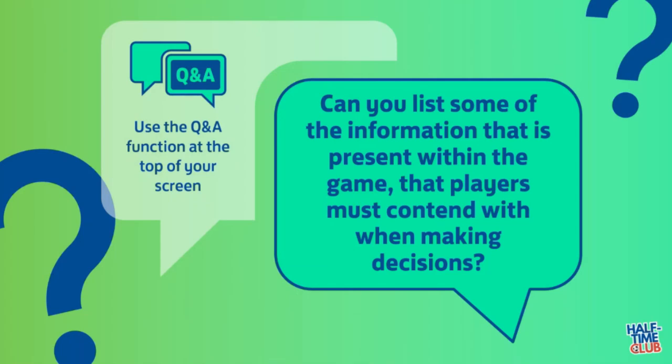Using the Q&A function, can you list some of the information that is present within the game that players must contend with when making decisions? I gave an example before about that randomness of different angles, different speeds I may have to pass at. So think along those lines: what information in the game may players have to contend with when they make decisions? Use the Q&A function or chat box to populate your responses. Cheers.